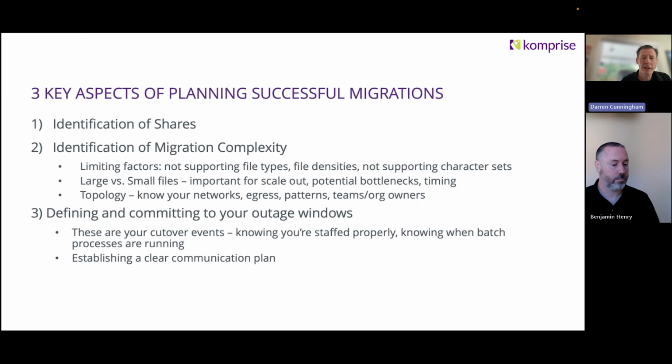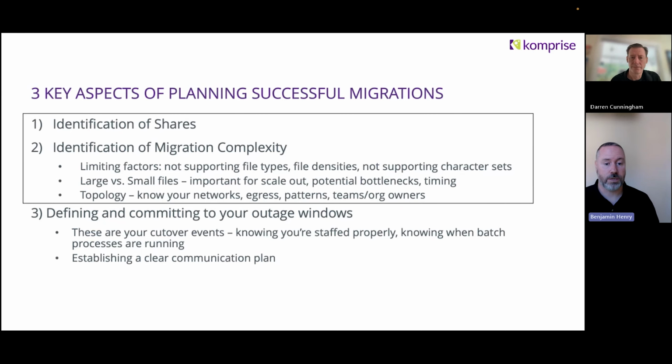All right. Well, today we're going to focus on planning. Why don't you take us through what you're gonna show us in a Komprise demonstration? Yeah, I mean, the 3 key aspects of a successful migration is the identification of what you're going to be migrating, in this case, the shares, the identification and the migration complexity. How difficult is it going to be to migrate these? And then defining and committing to your outage windows. So with that, let's focus on the first 2 and dive in, Darren.